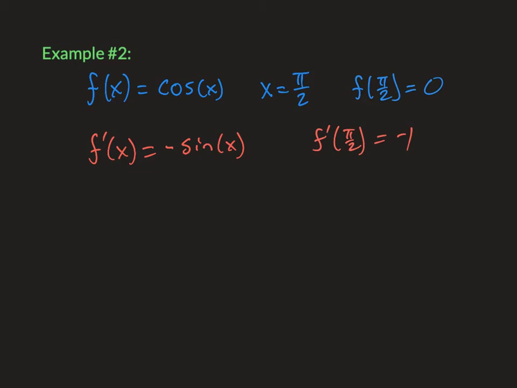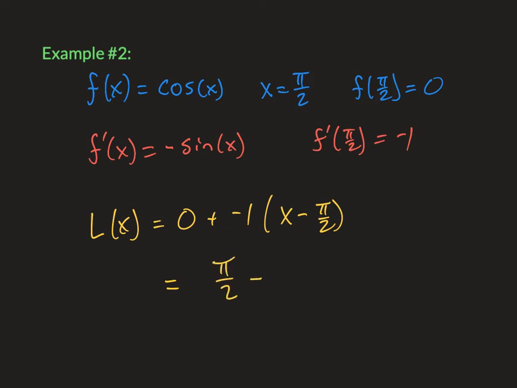And so our linearization, L of x, will be f of a, which we said was 0, 0 plus negative 1 times x minus pi over 2. And if we clean this up a little bit, our linearization ends up being pi over 2 minus x when you distribute that negative 1. So our linearization is pi over 2 minus x, and we're saying that that line will approximate the cosine curve as long as we're near pi over 2.